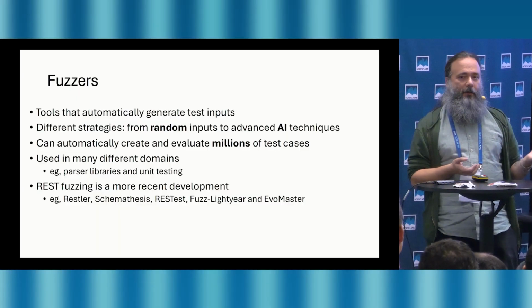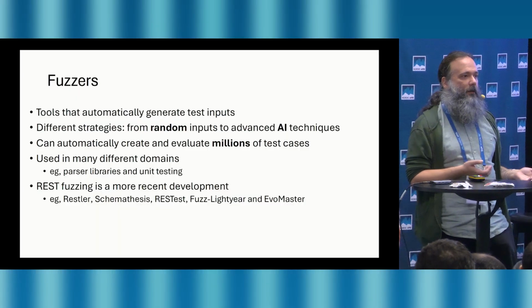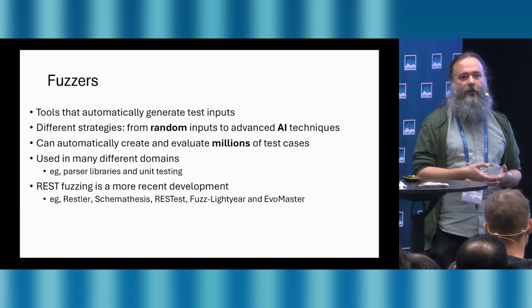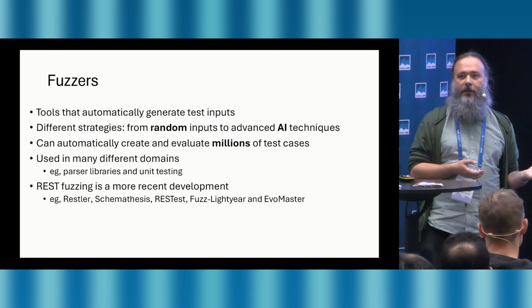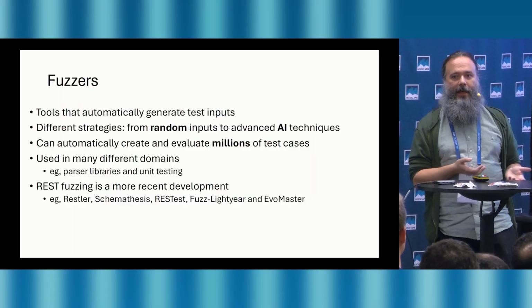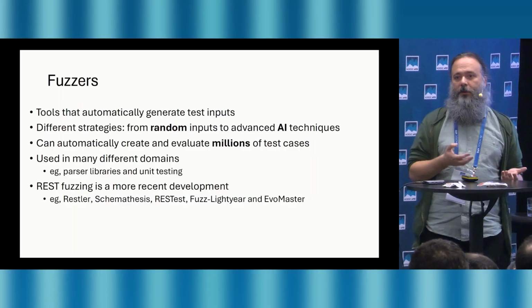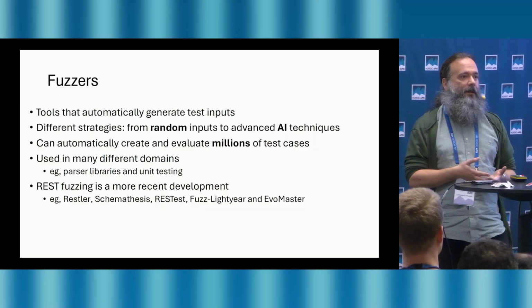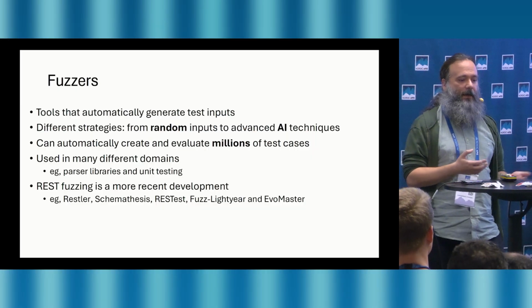And there has been a lot of work on fuzzing in a lot of different domains, like parsing libraries or unit test cases, but you can also do it for REST APIs. But the use of fuzzing in the context of REST APIs is a bit more recent, in the last 5 years.